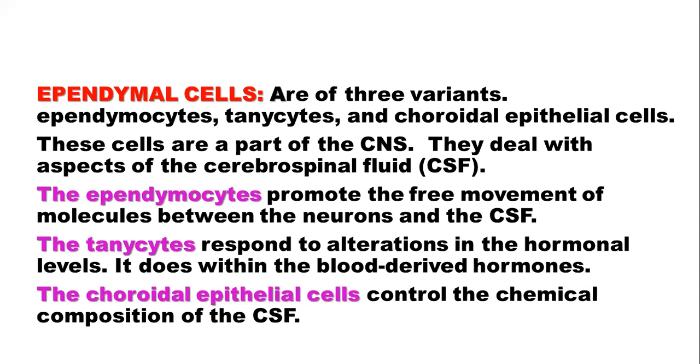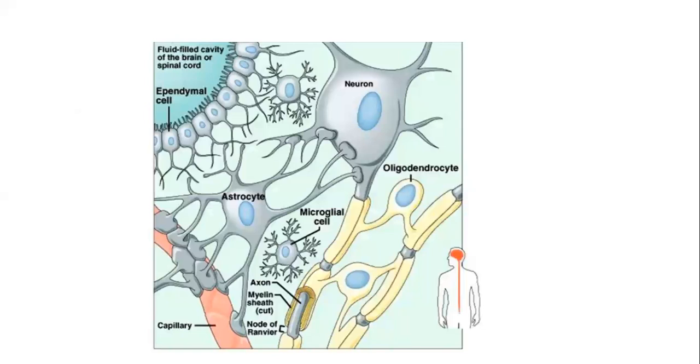Oligodendrocytes make up the myelin sheath in the central nervous system. Ependymal cells, these are concerned with CSF, are of three types: ependymocytes, tanycytes, and choroidal epithelial cells. These cells are a part of CNS. They deal with aspects of CSF. Ependymocytes promote the free movement of the molecules between the neurons and the CSF. Tanycytes respond to alterations in the hormonal levels, within the blood-derived hormones. And choroidal epithelial cells control the chemical composition of CSF.